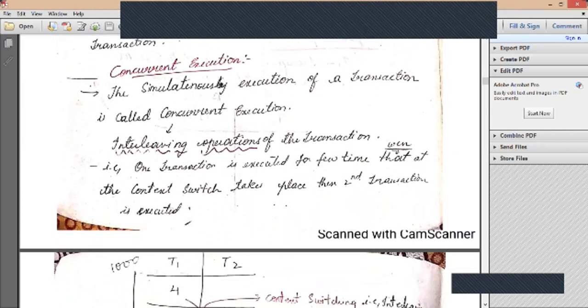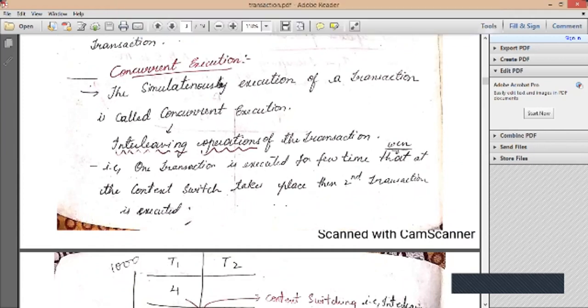Next, what is concurrent execution? Concurrent execution is nothing but running more than one transaction simultaneously or in parallel, and another name for parallel is concurrently. That is known as concurrent execution.